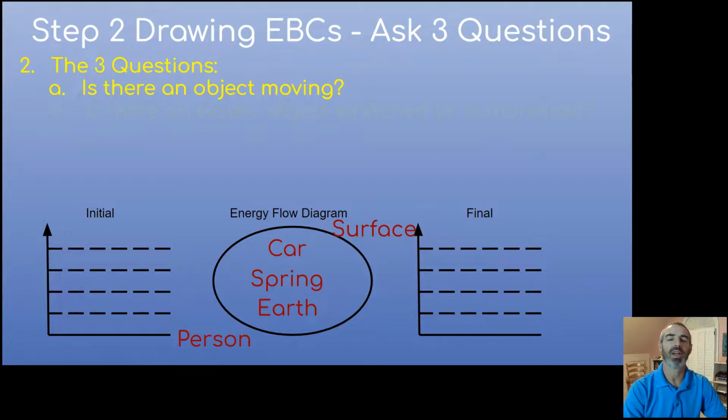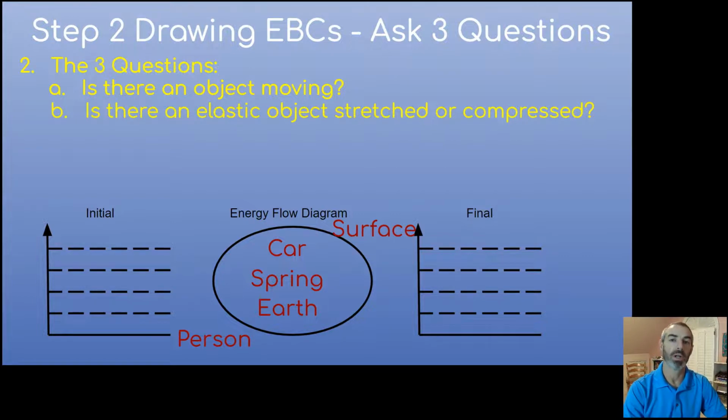The second is, is there an elastic object stretched or compressed? If the answer is yes, then we're going to list US and then draw a bar, again, arbitrary for the height. It doesn't matter until we start drawing each individual situation.